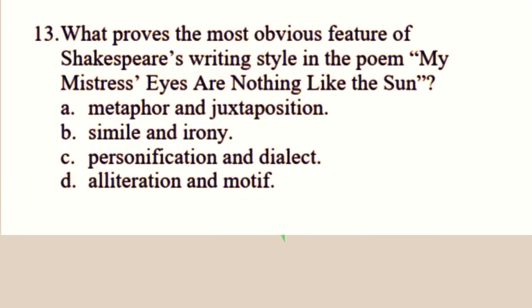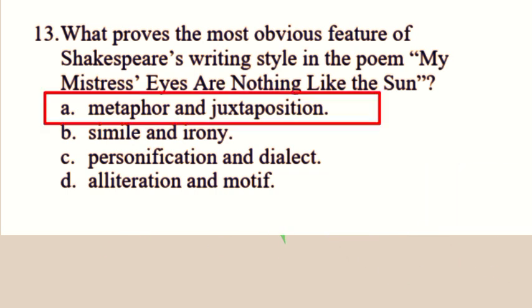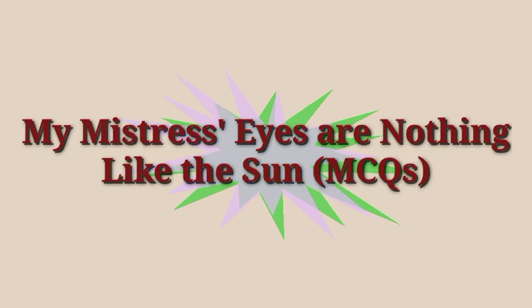Question number 13. What proves the most obvious feature of Shakespeare's writing style in the poem, My Mistress's Eyes Are Nothing Like the Sun? The options are A, metaphor and juxtaposition, B, simile and irony, C, personification and dialect, and D, alliteration and motif. The right answer is option A, metaphor and juxtaposition. Metaphor and juxtaposition proves the most obvious feature of Shakespeare's writing style in the poem, My Mistress's Eyes Are Nothing Like the Sun.